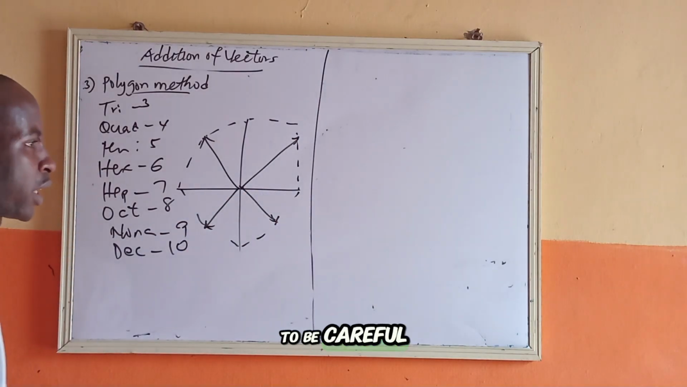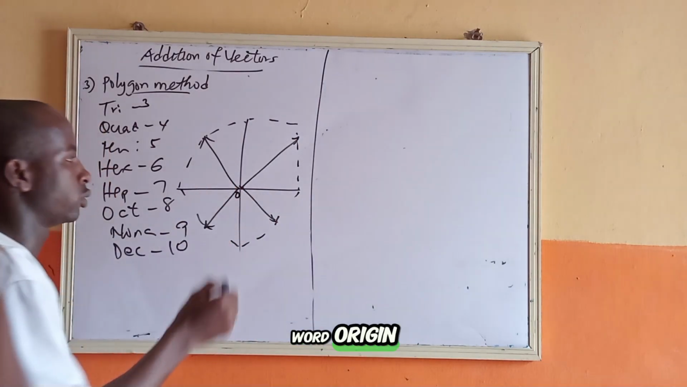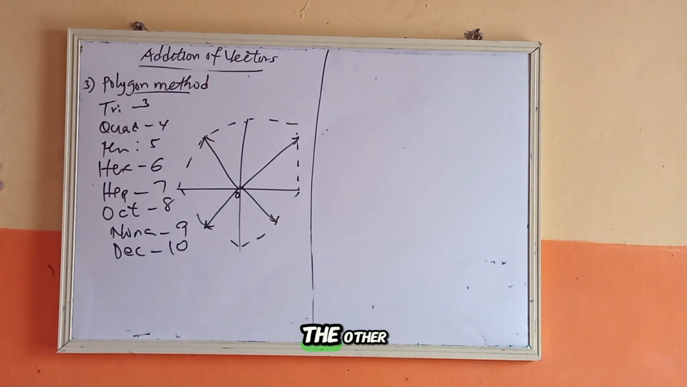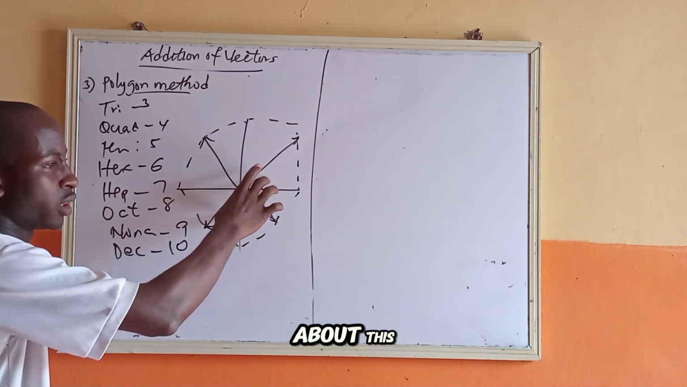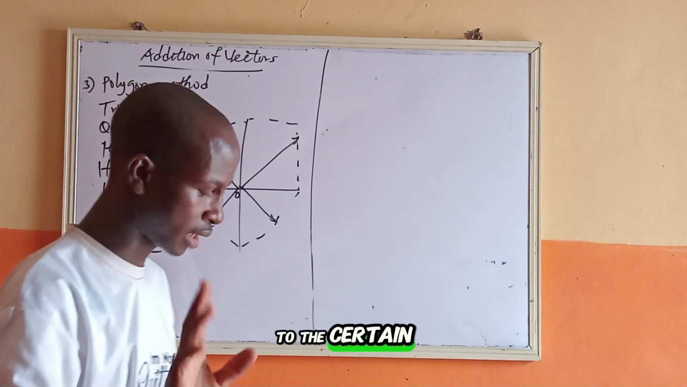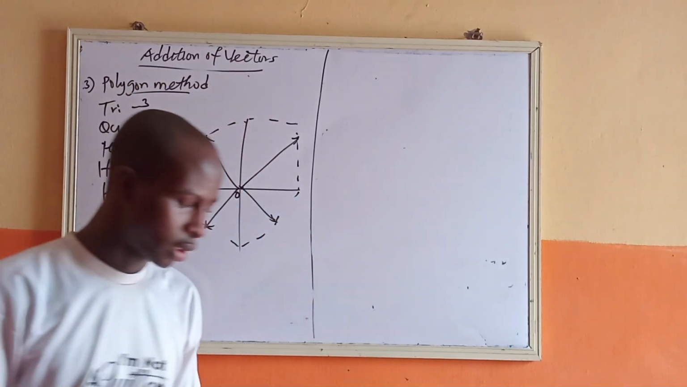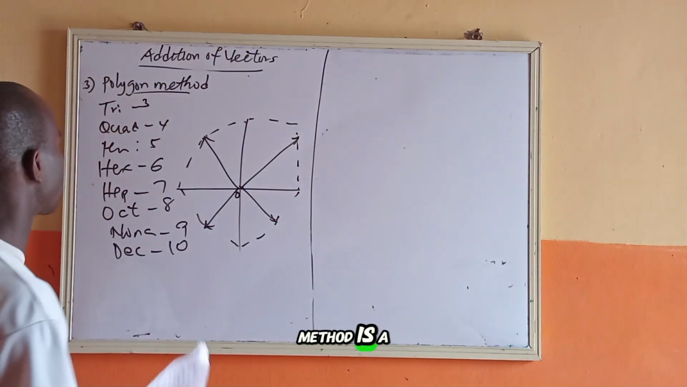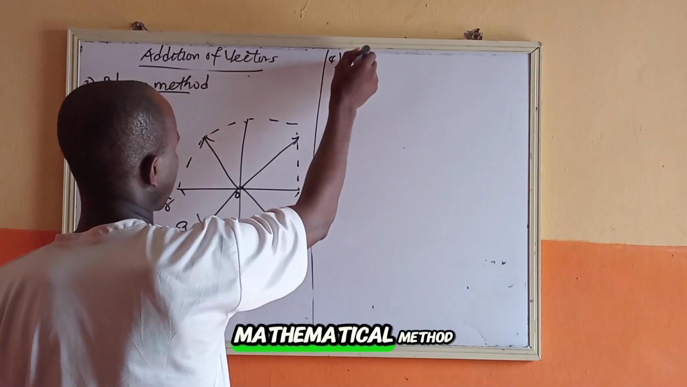So you have to be careful starting from the what? Origin. You'll be taking them one after the other. We are going to talk more about this when we get to resultant factor. Okay, now the next method is we call it mathematical method.